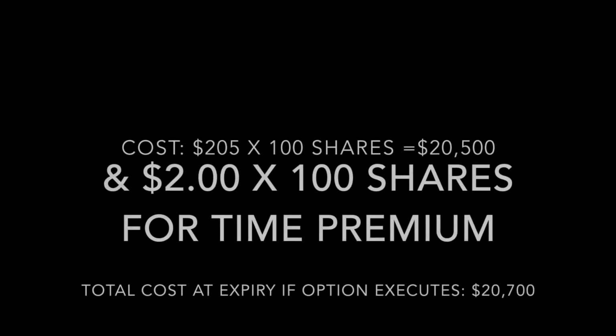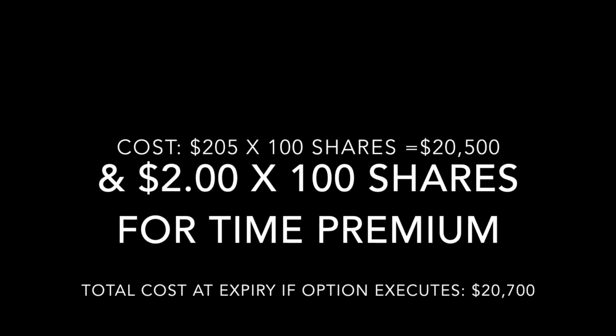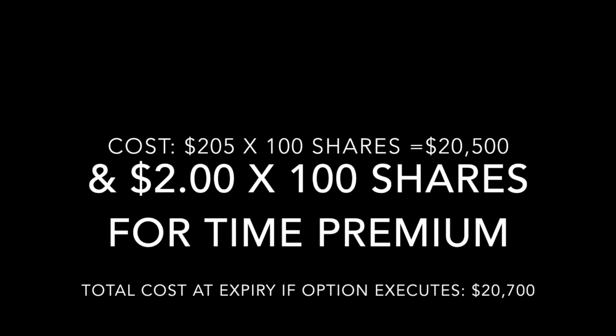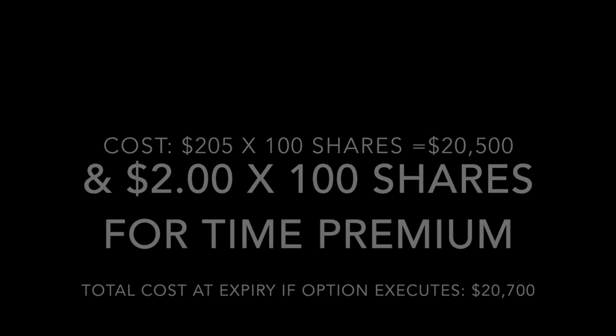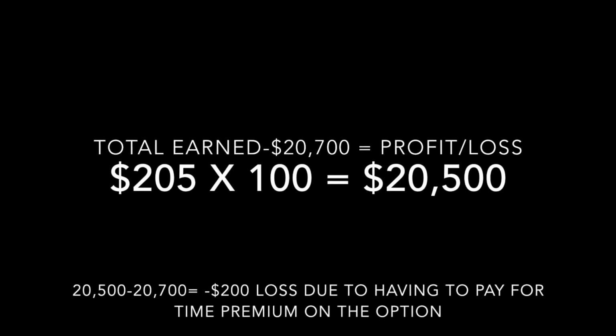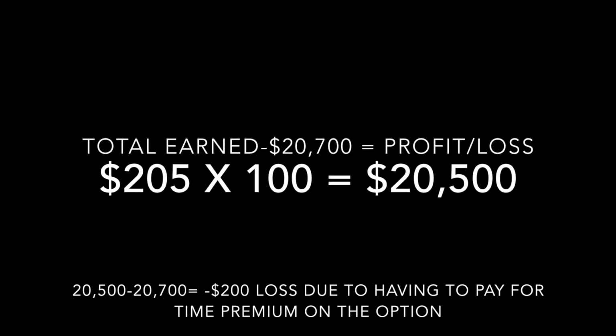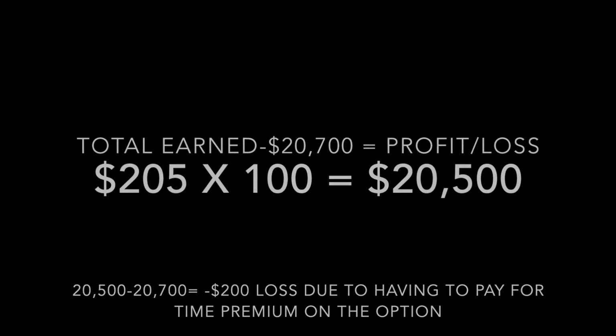The reason you would not break even if you bought $205 calls for $2 per contract and it executes at a $205 strike price is because you still spent $2 times 100 or $200 for time premium, meaning you would be at a loss due to the time premium cost.